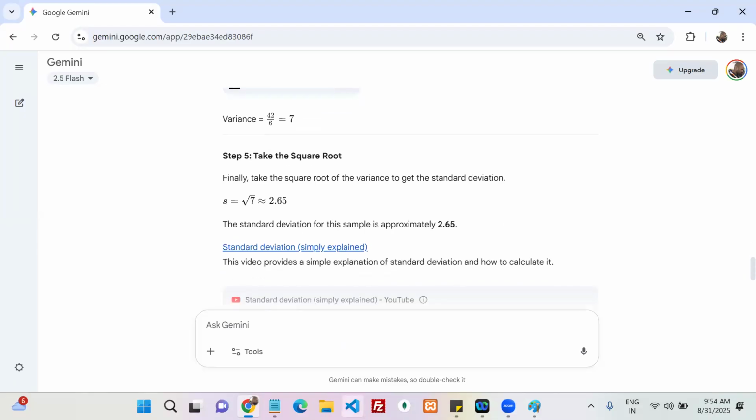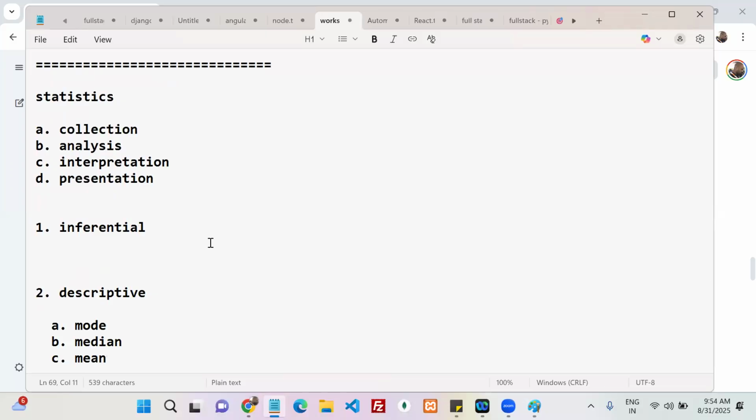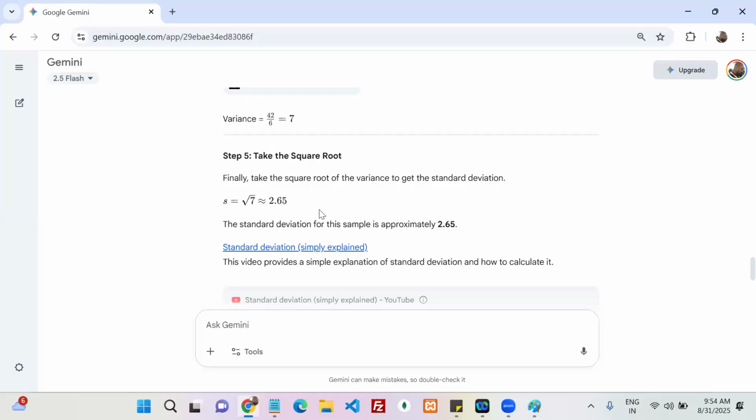So the different types of statistics, at a high level, are inferential and descriptive. The next terminology is outlier. Did you hear about that terminology? Outlier.